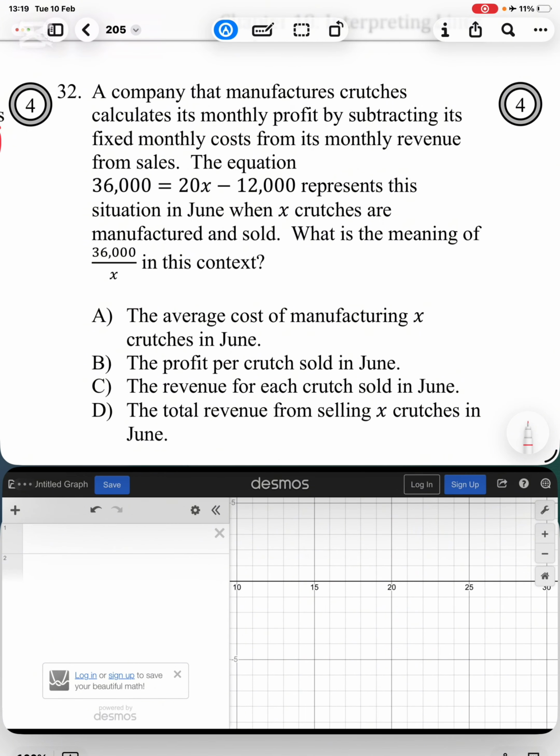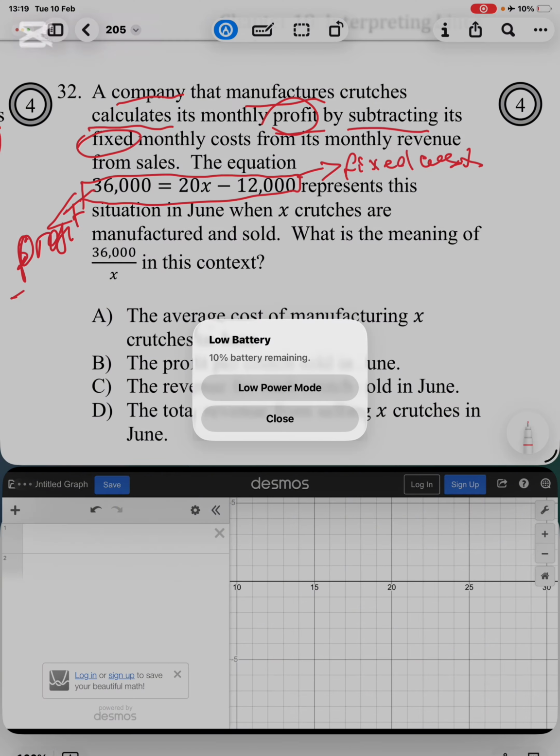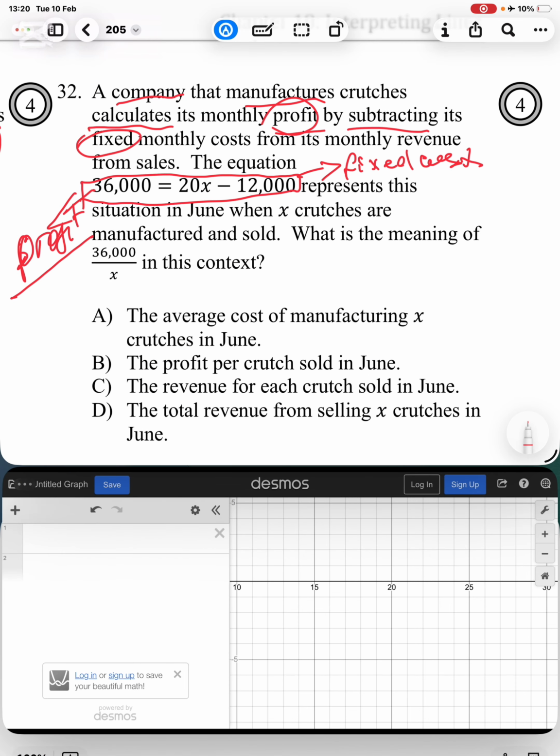Now, in this SAT question, we are given a company that manufactures calculators and finds monthly profit by subtracting its fixed monthly cost. Now as you can see, we are given a single equation. This expression illustrates the 12,000, which is going to be the fixed cost, right? Fixed cost. And profit is going to be what? 36,000 is going to be the profit at this point. Then x illustrates calculators that are manufactured and sold.